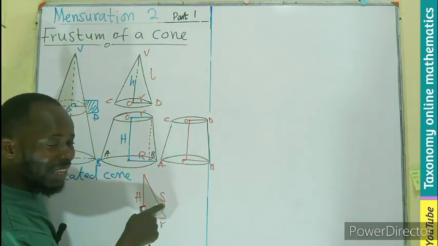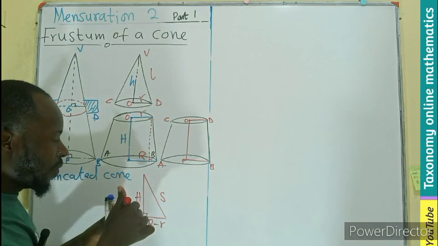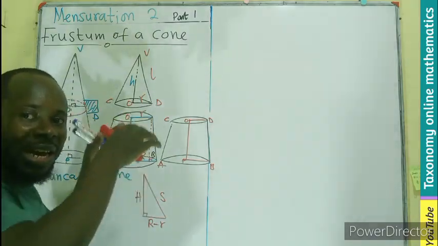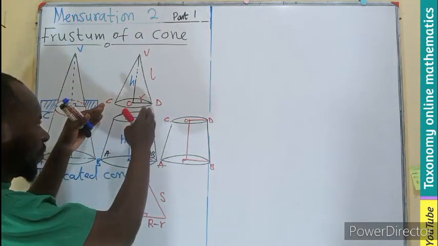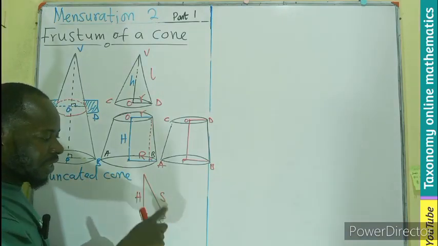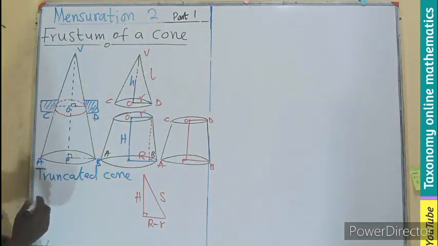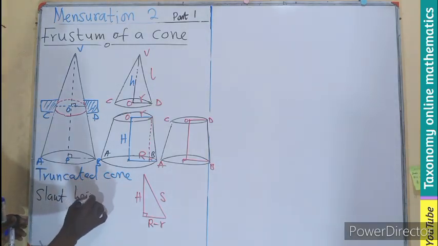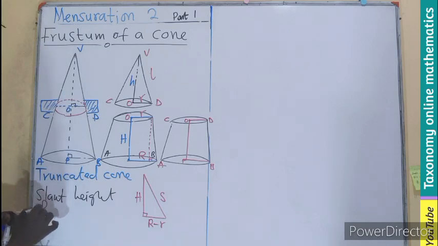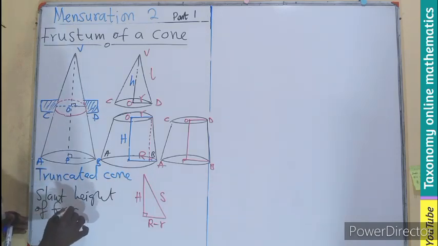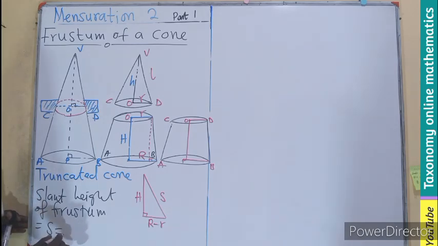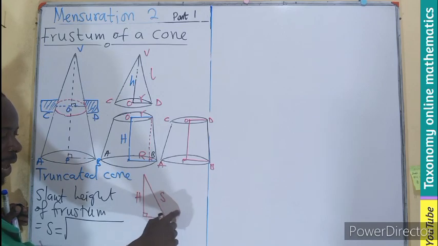So if I'm asked to find the slant height of the truncated cone, I'll be using this as a right angle triangle. Therefore, the slant height of the frustum becomes S equals the square root of, this is going to be the hypotenuse.